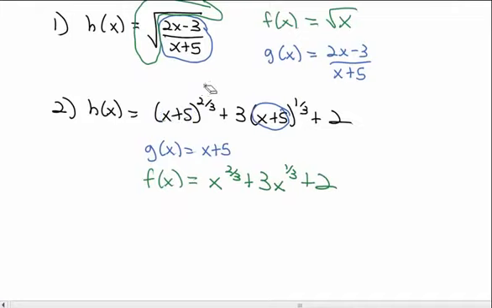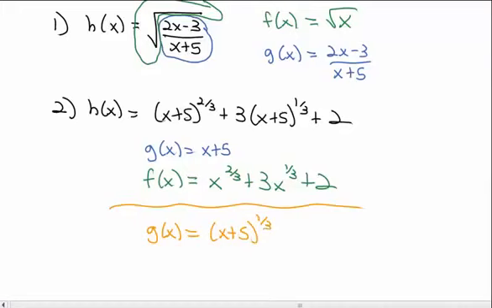But that's not necessarily the only way to think about it. What if we took the 1/3 part with it? G of x could have been thought about as x plus 5 to the 1/3 power.